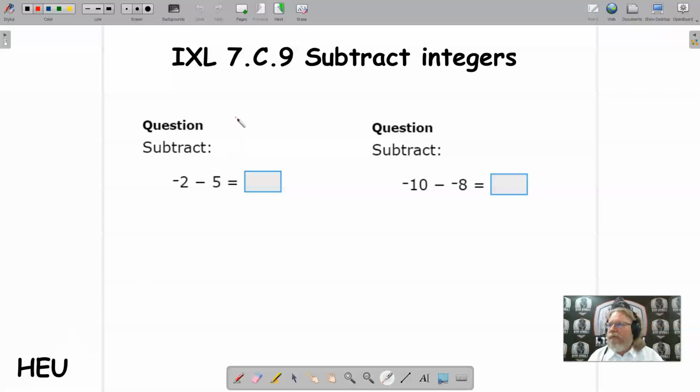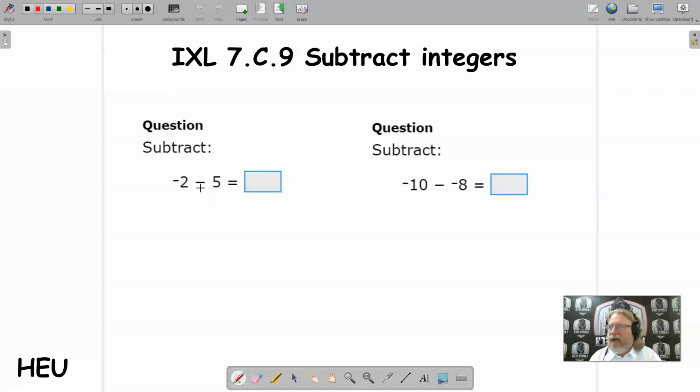All right. For subtracting integers, the way I like to approach it, and the way I think it's best to approach it, is to change all of the subtraction over to addition. And then once we have addition of integers instead of subtraction, we'll apply those addition rules. So on this first one, remember to change it over to addition.